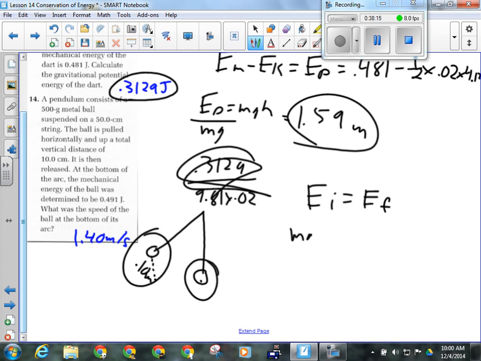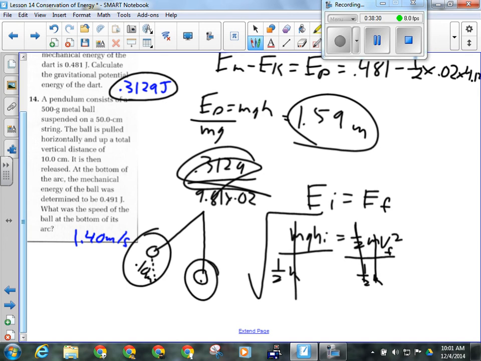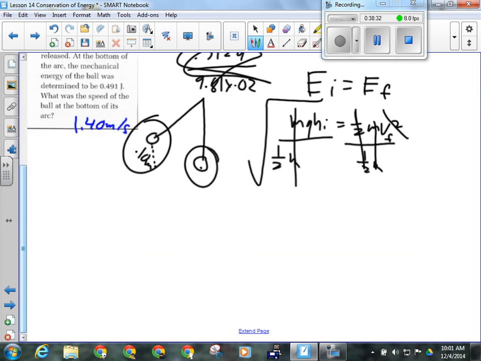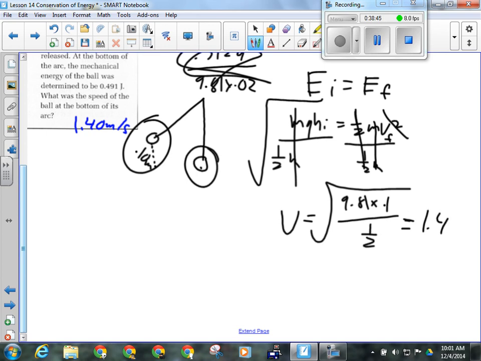So m times g times h initial equals 1/2 mv squared, and I'm looking for VF here. So I divide both sides by half of m. The m cancels, take the square root of that, and I've got V. So V will equal the square root of 9.81 times the height, which was 0.1 meters, divided by 1/2. When we do that, we should get 1.4 meters per second.